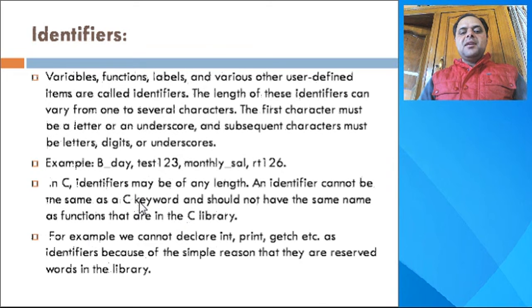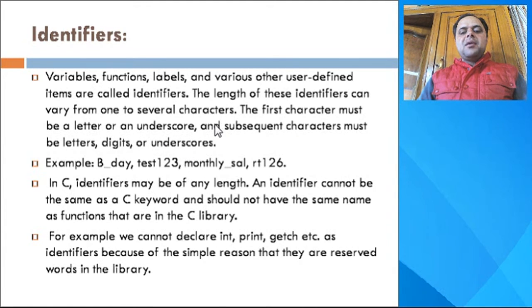Identifier. What are identifiers? Variables, function labels, and various other user-defined items are called identifiers. Anything we write, the name of a variable, name of a function, label, and other user-defined items, we call them identifiers. The length of these identifiers can vary from 1 to several characters. The first character must be a letter or an underscore, and the subsequent characters must be a letter, digit, or underscore.